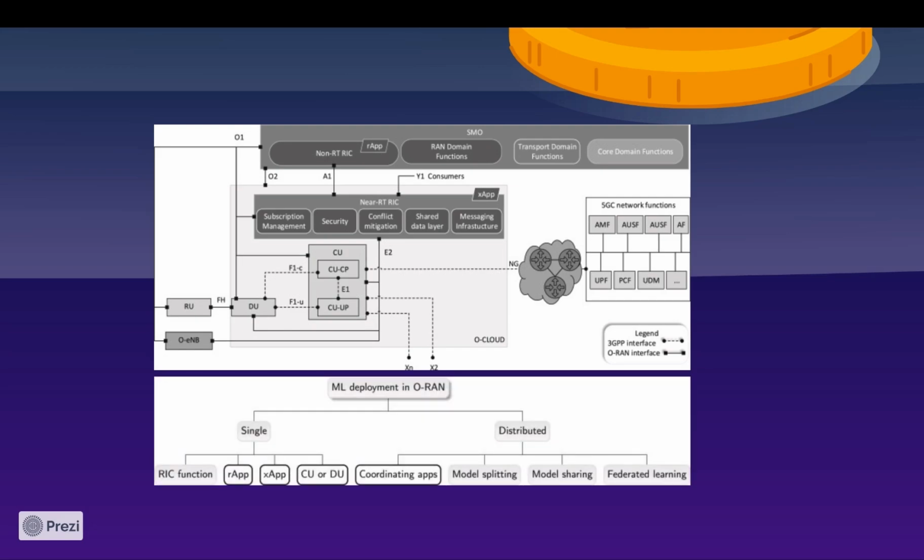There are 2 ways that AI/ML can be deployed in the RIC. First is a single deployment option, where the AI/ML model is positioned within a specific component of the ORAN system. Aside from xApps and rApps, the RIC platform functions, as well as the CU and DU, can serve as hosts for AI/ML models handling complex processes. In the distributed deployment option, the AI/ML models are distributed across various ORAN components.